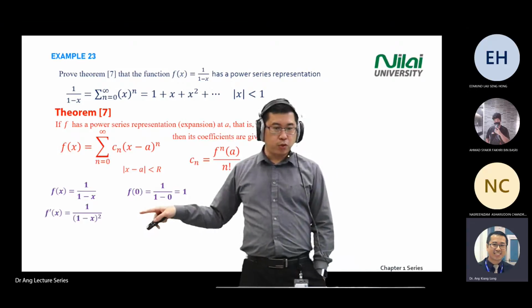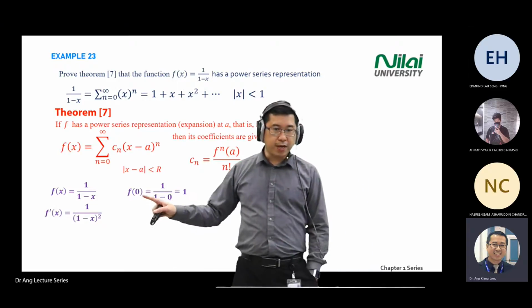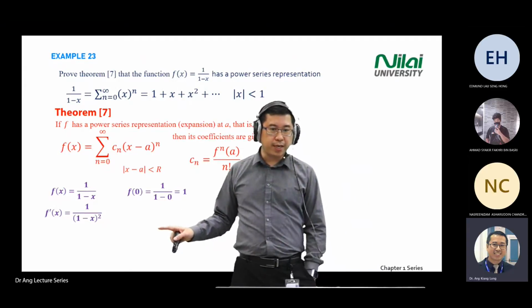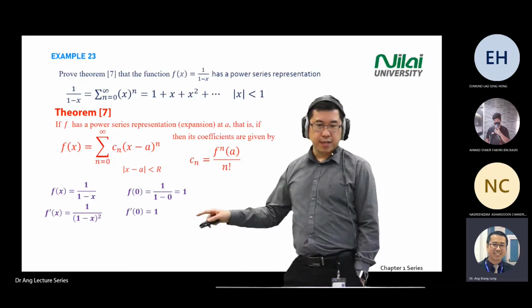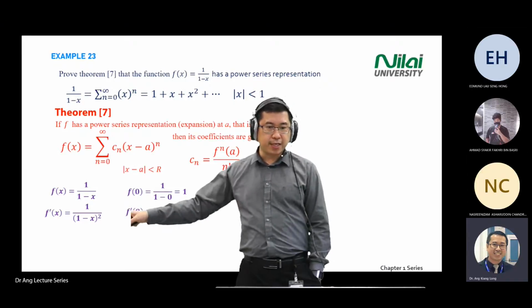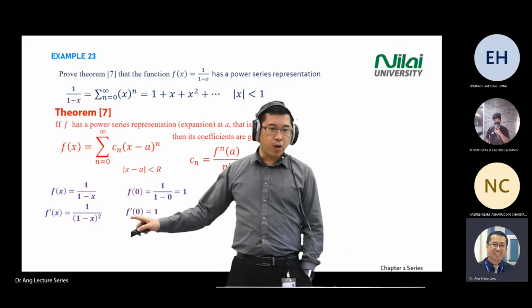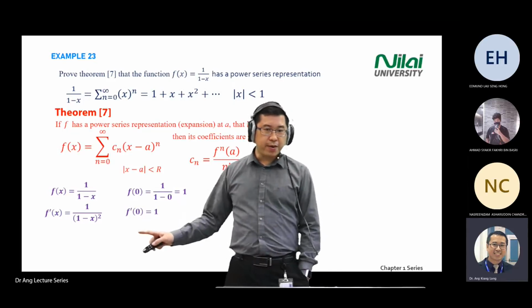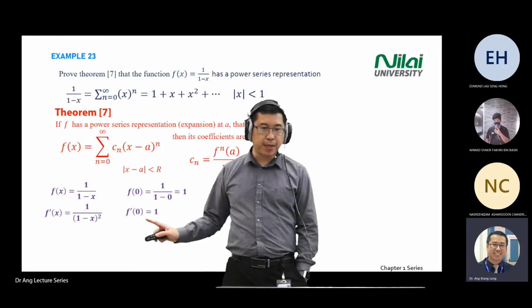What happens if you do differentiation? When you do differentiation one time, you get 1 over 1 minus x squared. You replace with 0 also. You differentiate one time, replace x in the equation. You'll get 1, because 1 divided by 1 minus x, x now is 0. So 1 power 2, you still get 1. 1 divided by 1, you still get 1.